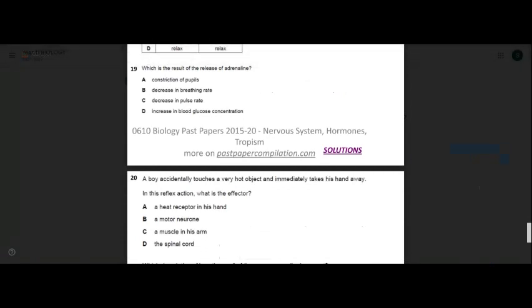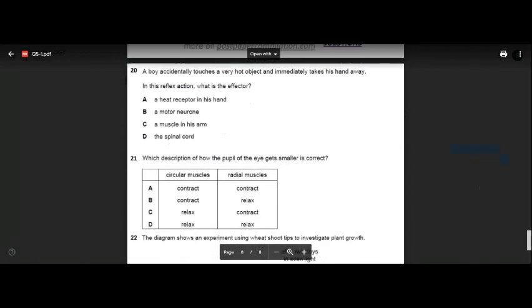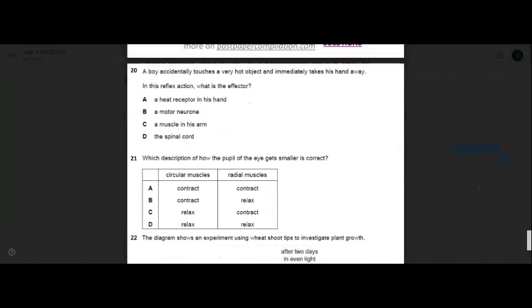Increase the blood glucose concentration to send more glucose for respiration inside your cells to get energy, more energy for activities. A boy accidentally touches a very hot object and immediately takes his hand away. In this reflex action, what is the effector?